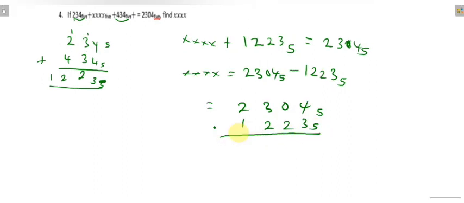So we'll subtract. 4 minus 3 is 1. 0 minus 3 is impossible. So since we are working in base 5, I'll borrow 1 from here, leaving 2. The one that I borrow becomes 5. I add it to 0. 5 plus 0 is 5. 5 minus 2 is 3. So remember we have 2 left here. So 2 minus 2 is 0. And 2 minus 1 is 1. So asterisk is equal to this base 5.